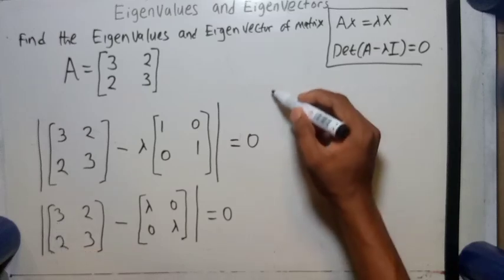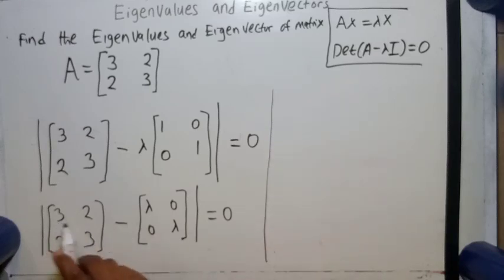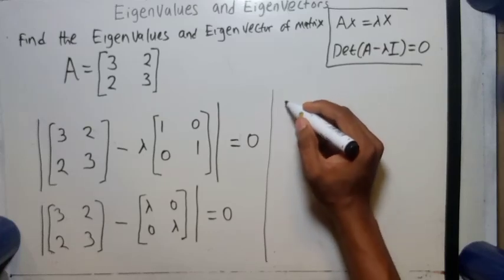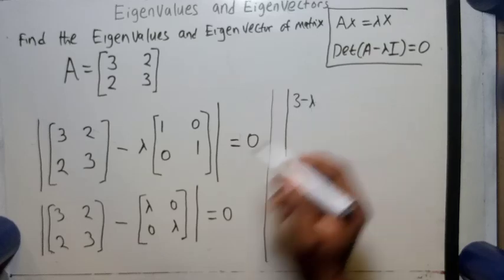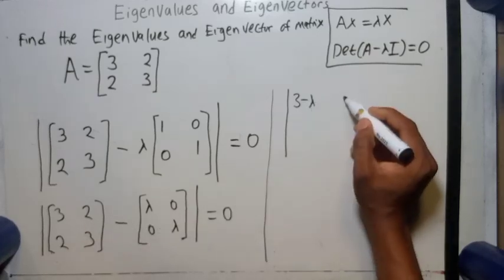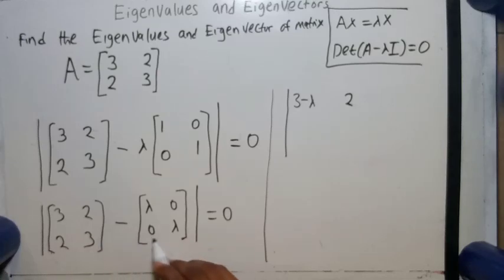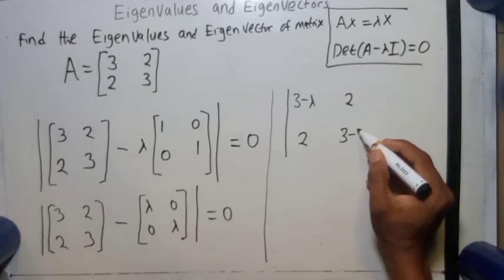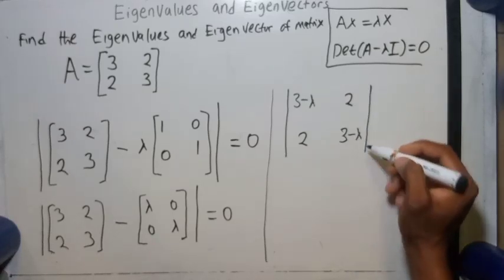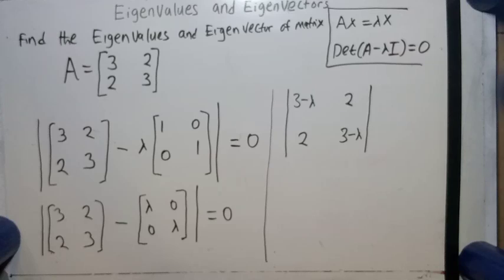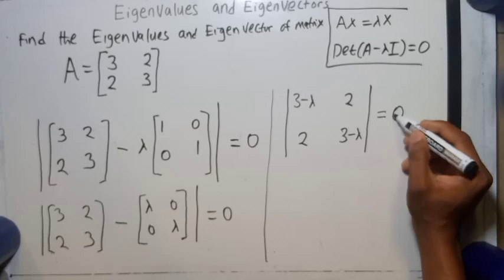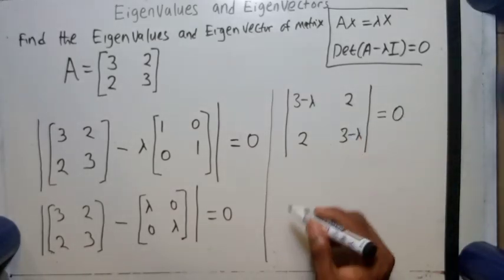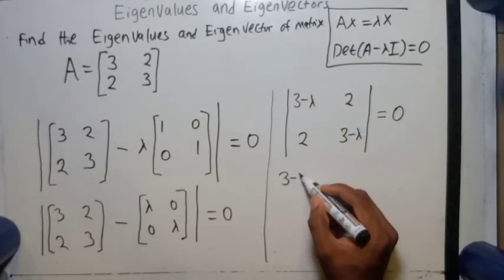We can now go further to simplify. From here, we have a matrix of 3 minus lambda, which is still 3 minus lambda; 2 minus 0 is 2; and 2 minus 0 is still 2; and 3 minus lambda is still 3 minus lambda. This is still equal to 0.